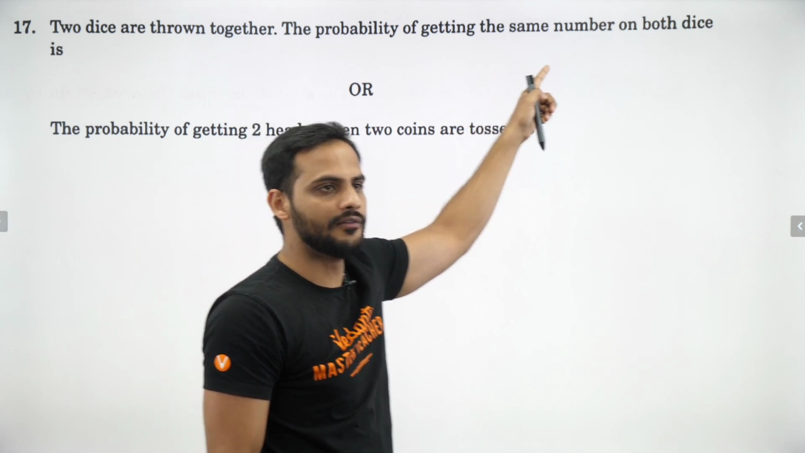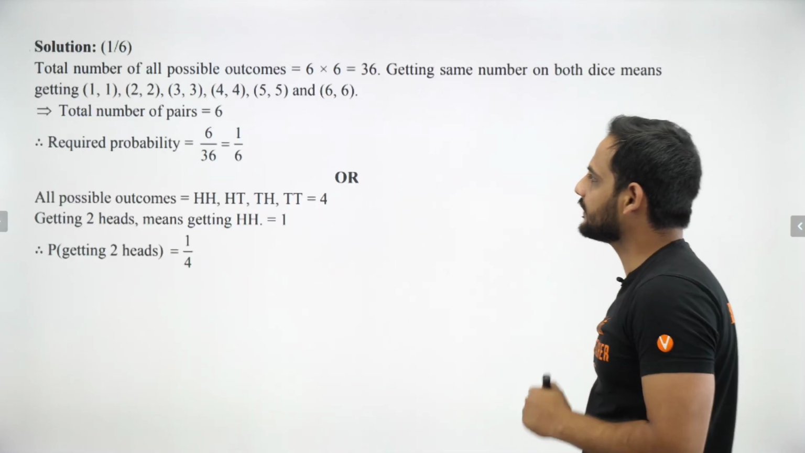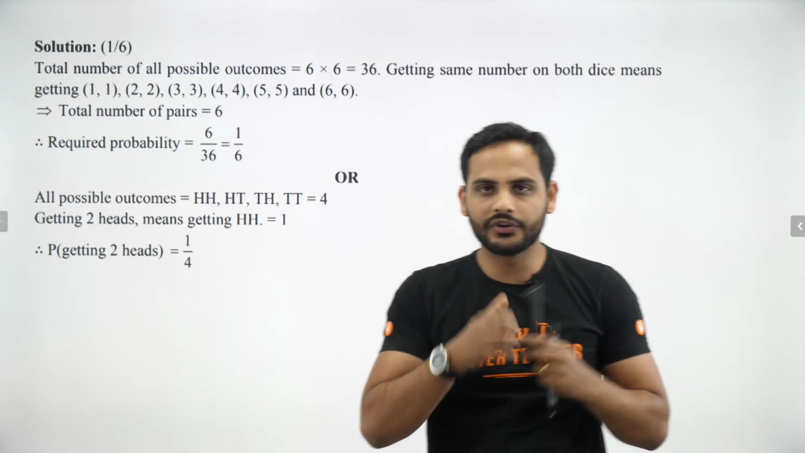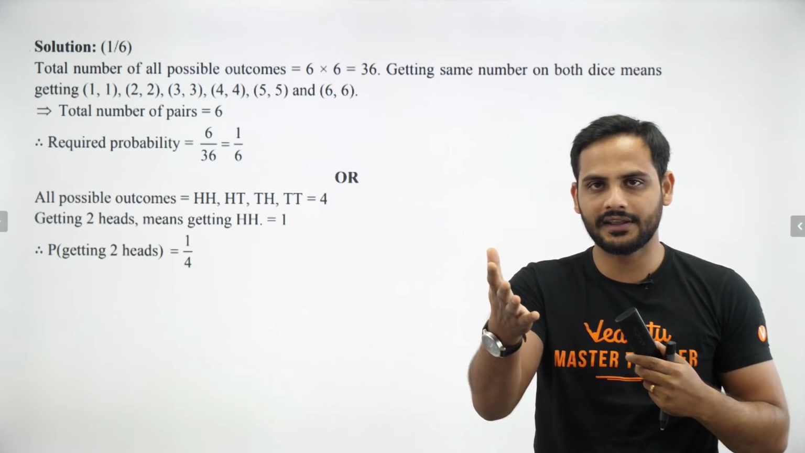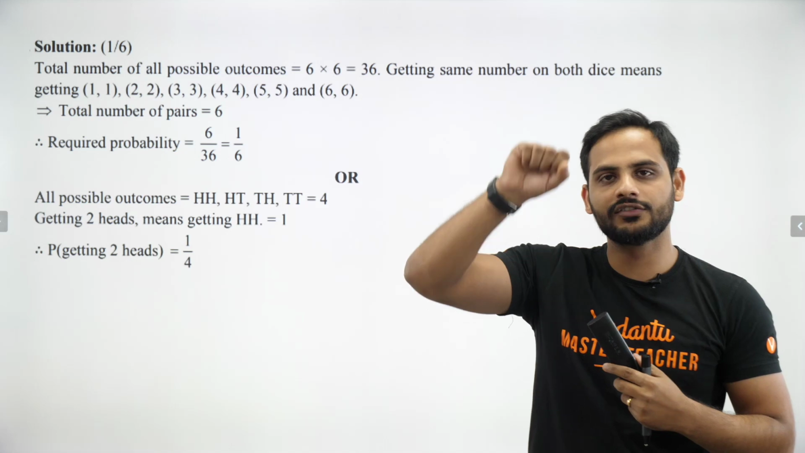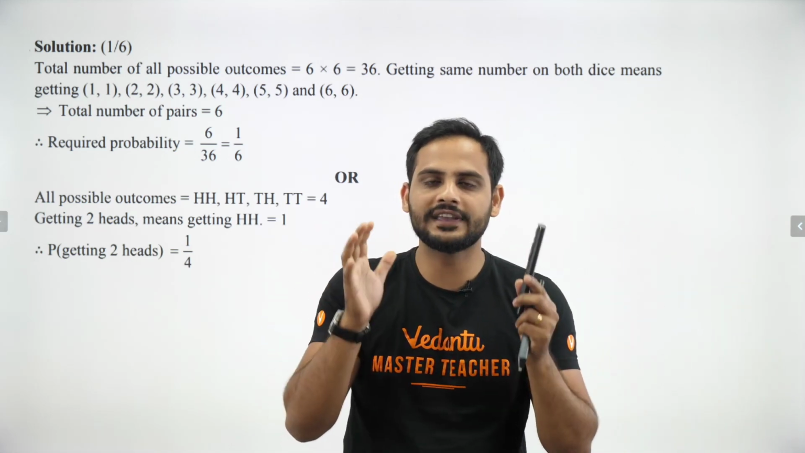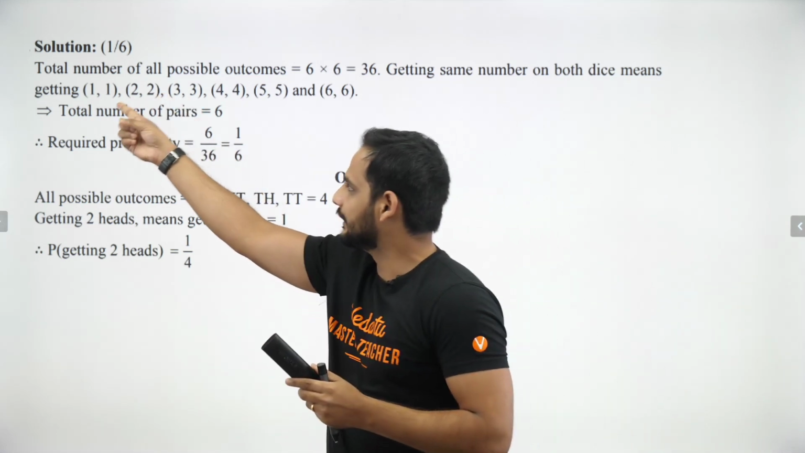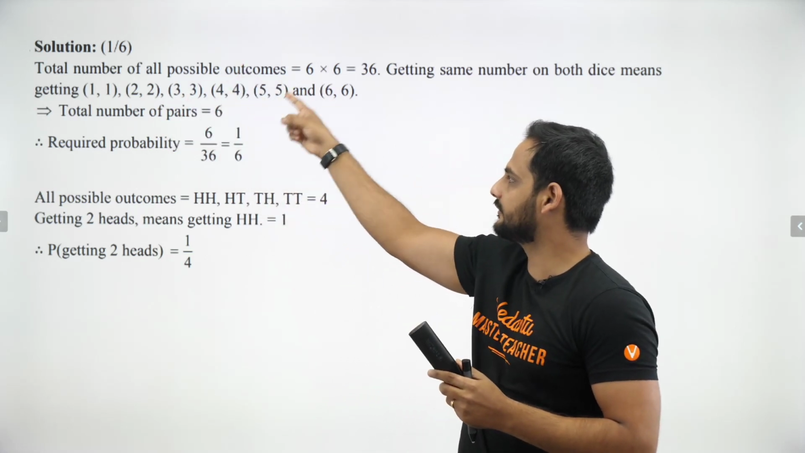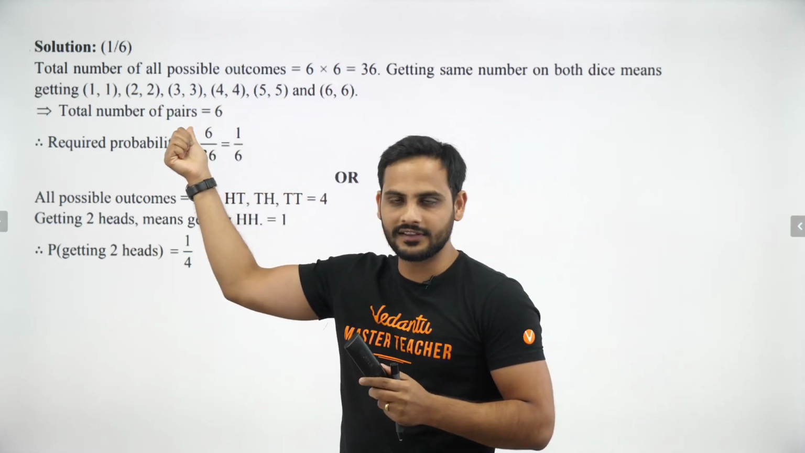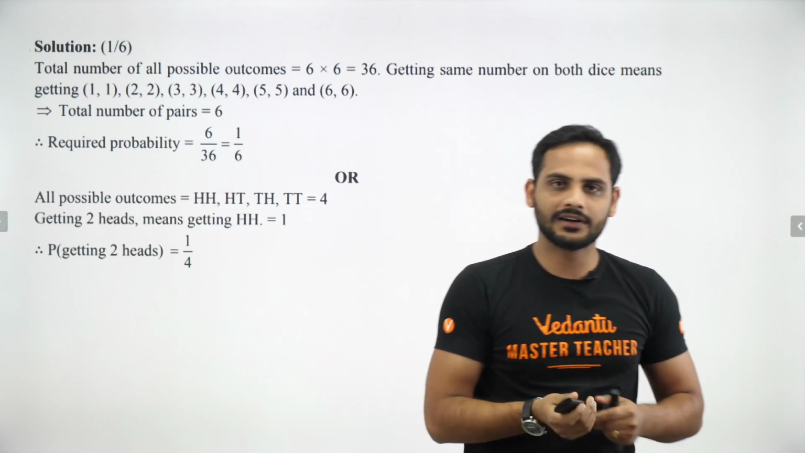1/6. Very good. Sir, total 36 cases are there. When you throw the two dice, total 36 cases are there, and out of those 36 cases, only 6 cases are there in which we have the same number on both the dice. 1 1, 2 2, 3 3, 4 4, 5 5, 6 6. So favorable cases are 6. Total cases are 36. 6 by 36 is 1/6.